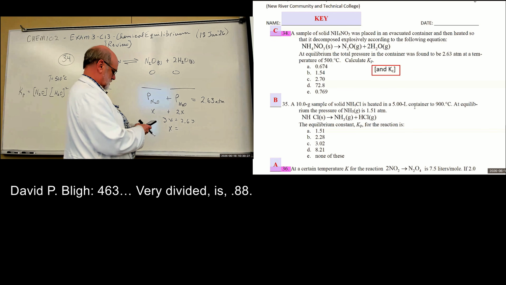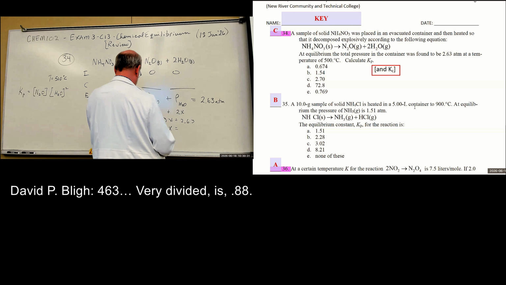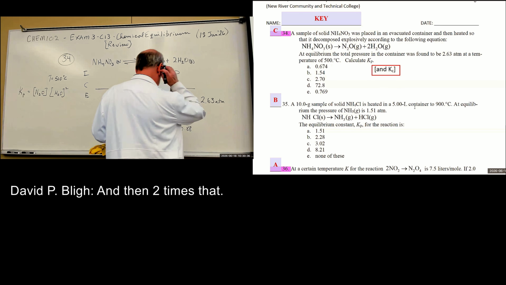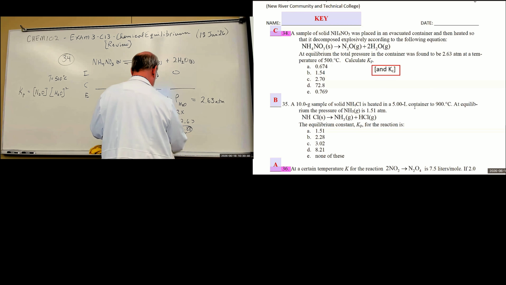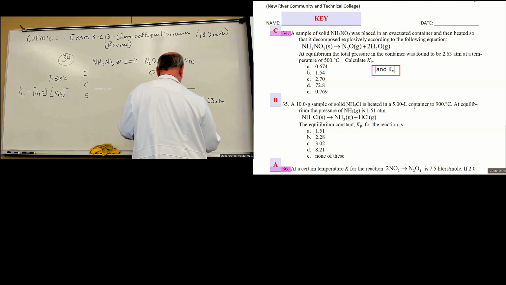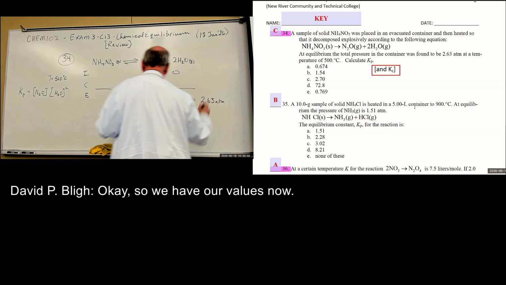2.63 divided by 3 is 0.88. And then 2 times that. So this one goes here. And 2 times that equals 1.75. Okay, so we have our values now.